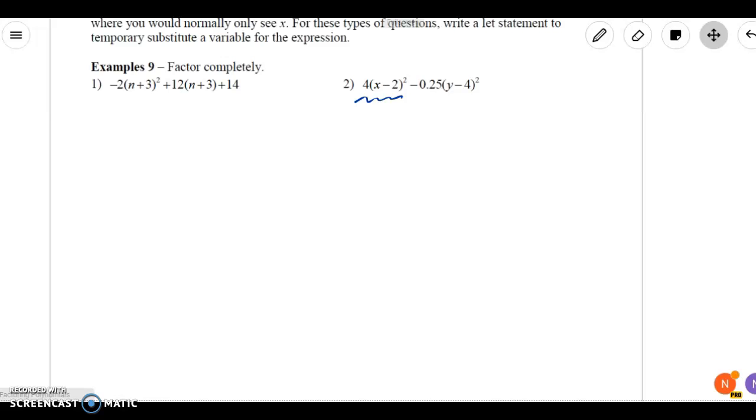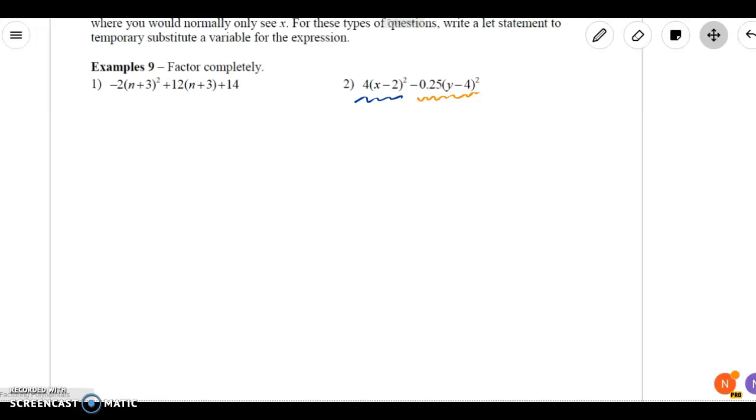What if we look at our last term? We have 0.25, which is 0.5 squared. It's a decimal, but I noticed that 25 anyways. And then I have y minus 4 squared. So again, we have a perfect square. And although we only have 2 terms, we have a difference. So this is actually another difference of squares.